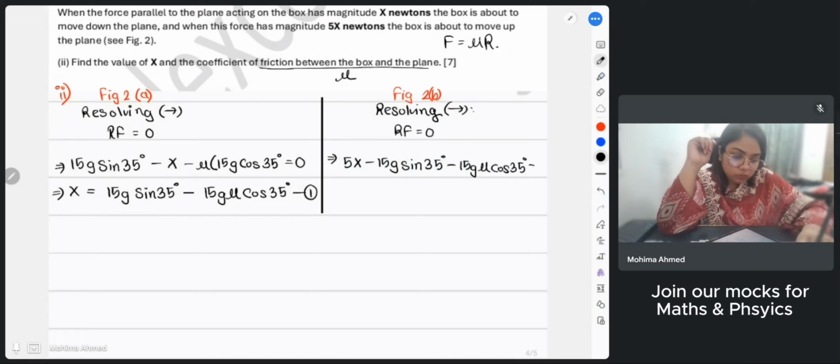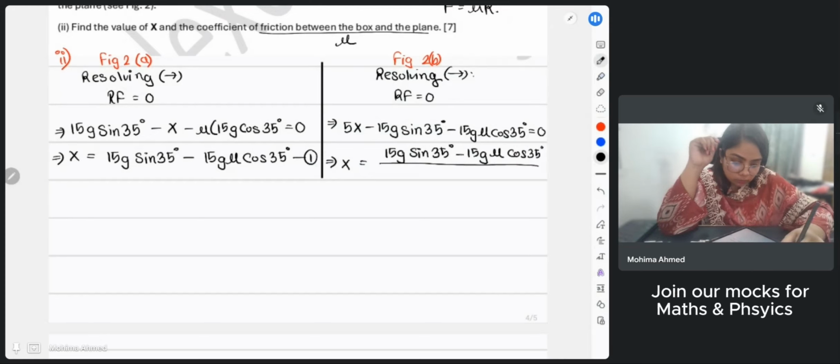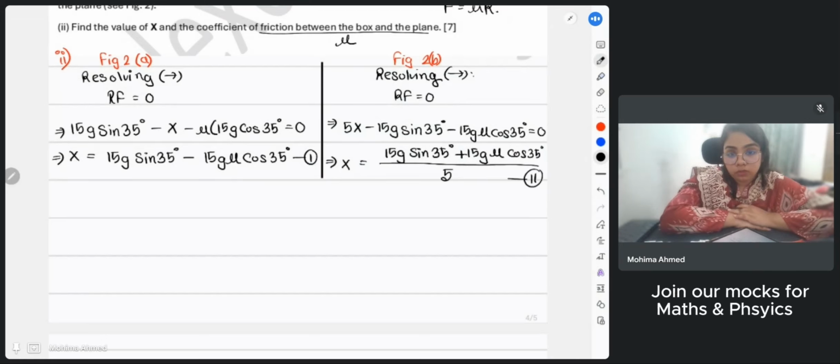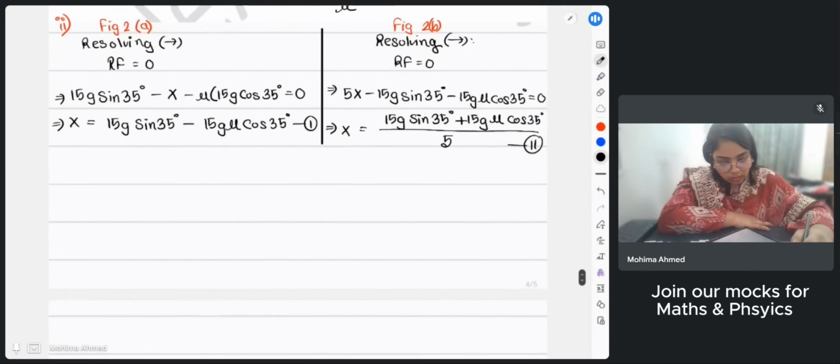And from here I can just make x the subject, which is going to be 15g sine 35 degree and 15g mu cos 35 degree divided by, so this will be positive on the other hand side, right? Yeah. This will be divided by 5. And this is the second expression for your x. And we'll substitute equation 1 into 2. After this, I'll just carry out the working from here.